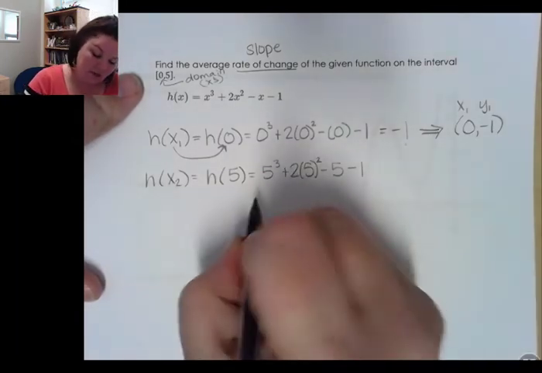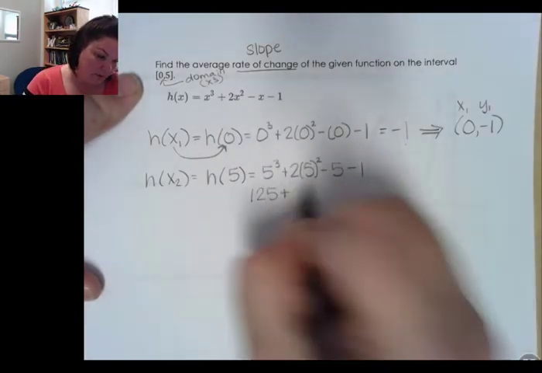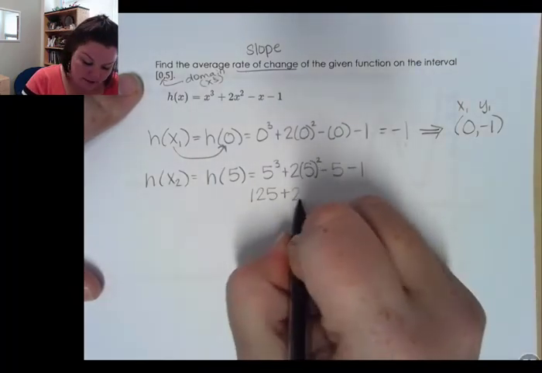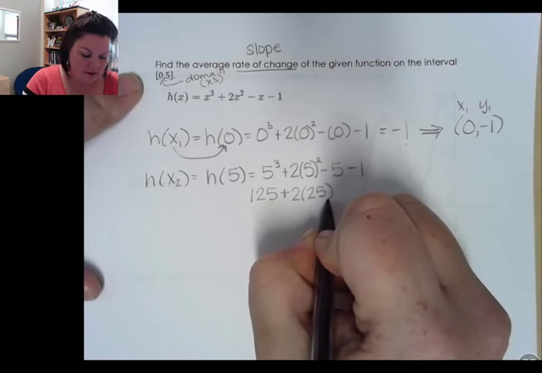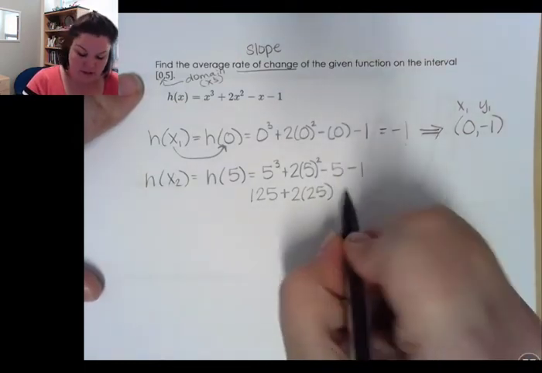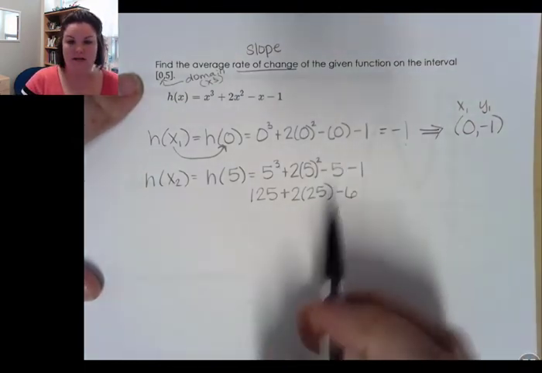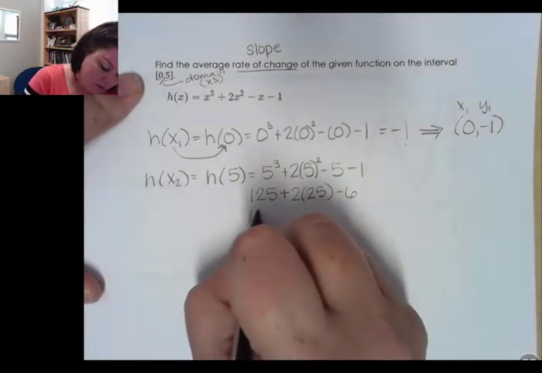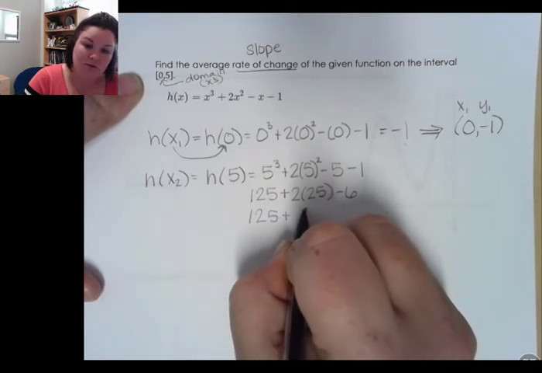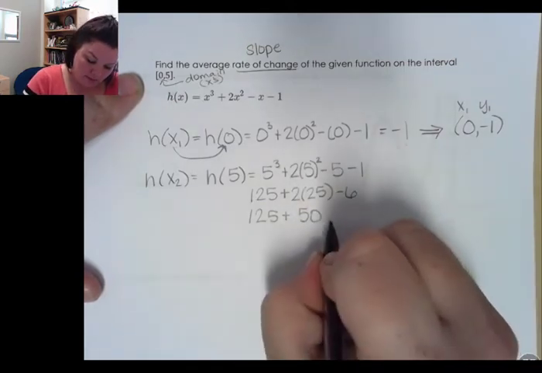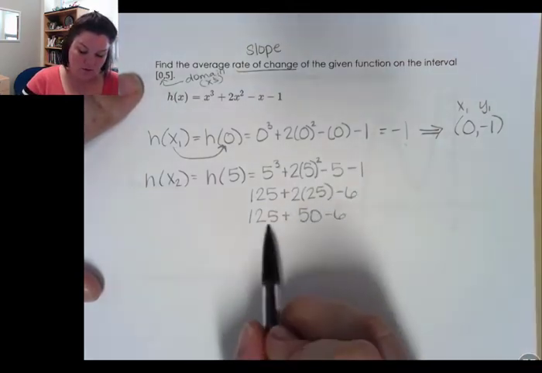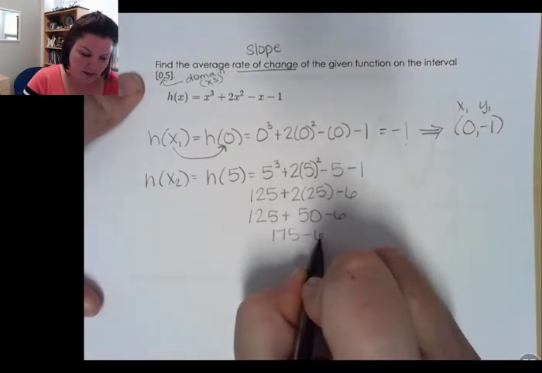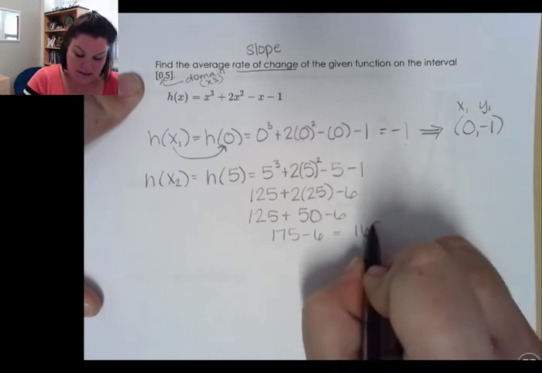5 cubed is 125 plus, here I do my exponent first, okay? So I have 2 times 25, and then I'm going to go ahead and combine my negative 5 and my negative 1 to get negative 6. So I need to simplify this multiplication that I still have here. So I have 125 plus 2 times 25 gives me 50 minus 6. So 125 plus 50 is 175 minus 6 gives me 169.